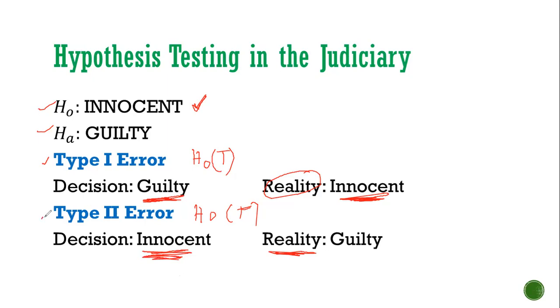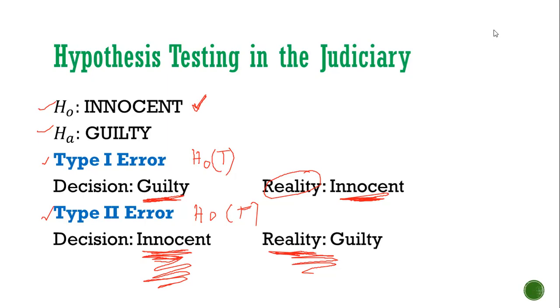Marami bang nakaka-relate sa type 2 error? Sa politics, di ba? Dami-dami ng mga ebidensya. Pero ang decision, innocent pa rin ako. Pero in reality, guilty kasi there are sufficient evidence. Okay? O example lang yun. Baka sabihin nyo ano ah. Ayan.